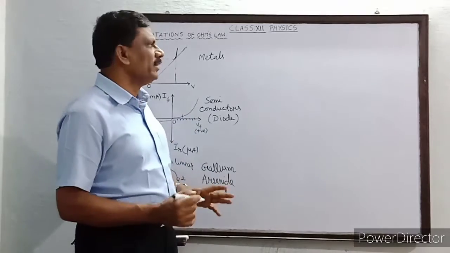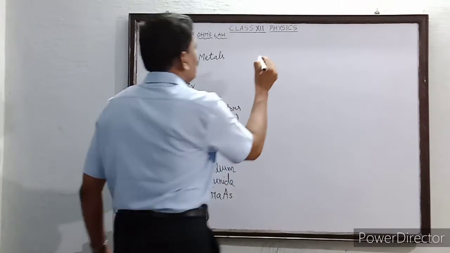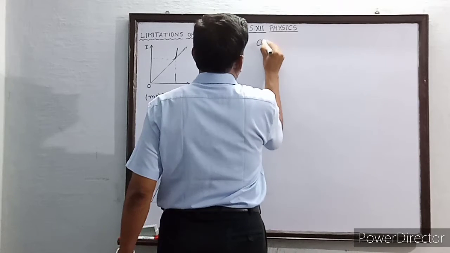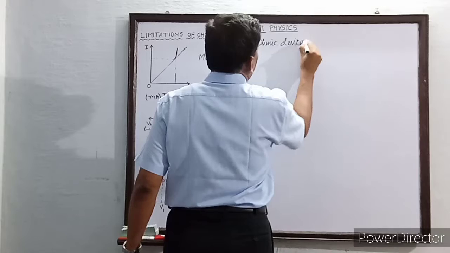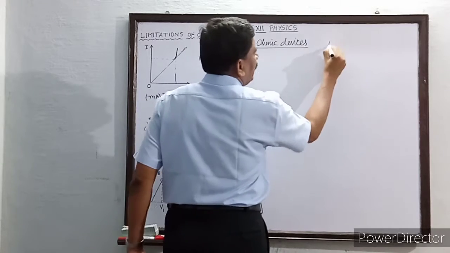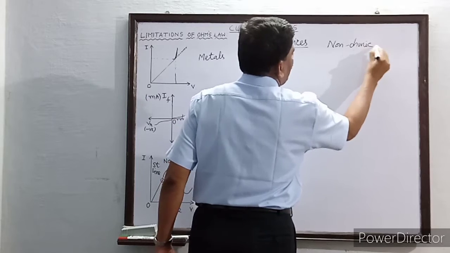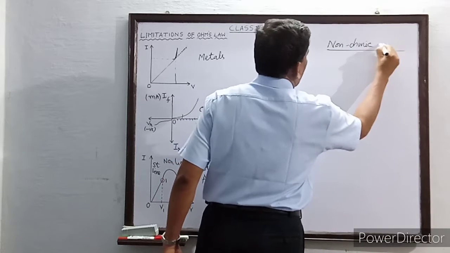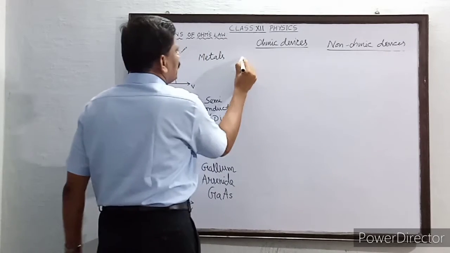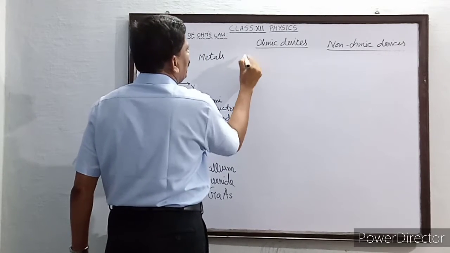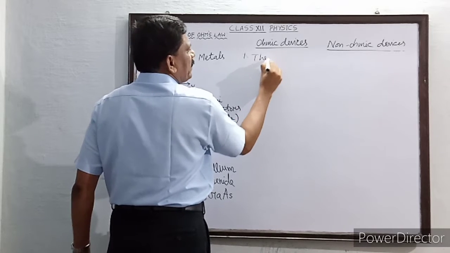So now we are going to group the materials as ohmic and non-ohmic materials. First of all, we will make a column between ohmic devices and non-ohmic devices. So the two types of devices, based on Ohm's law, we can classify as ohmic devices and non-ohmic devices. So the first point is ohmic devices. Okay, they obey Ohm's law.